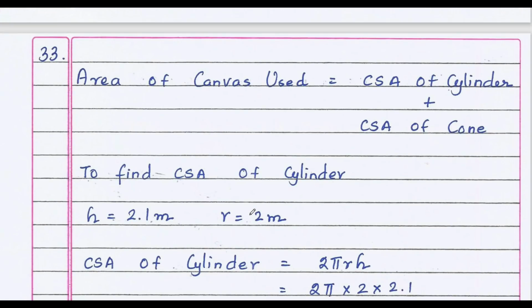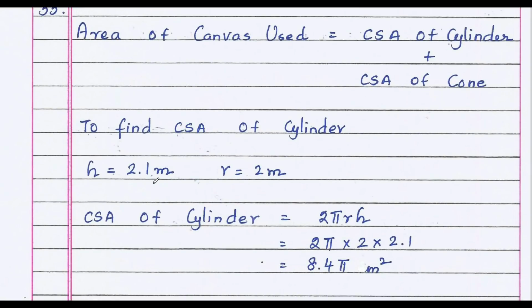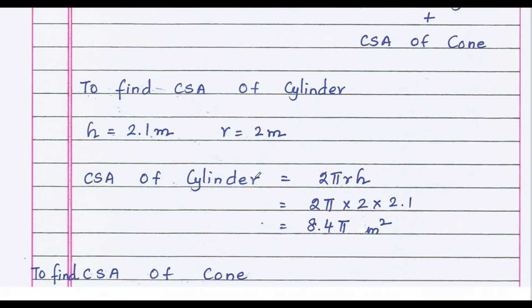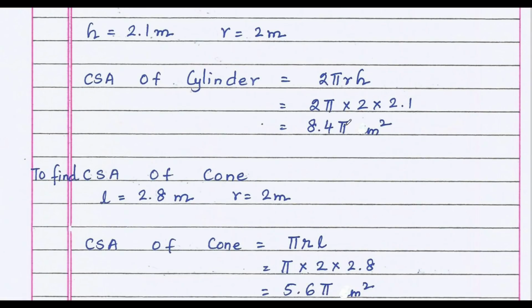Question number 33. We need to find out the area of canvas used for making the tent, which is equal to the CSA of cylinder plus CSA of cone. Now to find the CSA of cylinder, given h equals 2.1 meters, r equals 2 meters, CSA of cylinder is 2 pi rh. Don't substitute the value of pi until the end, you can substitute then. Therefore we get CSA of cylinder as 8.4 pi meter square.